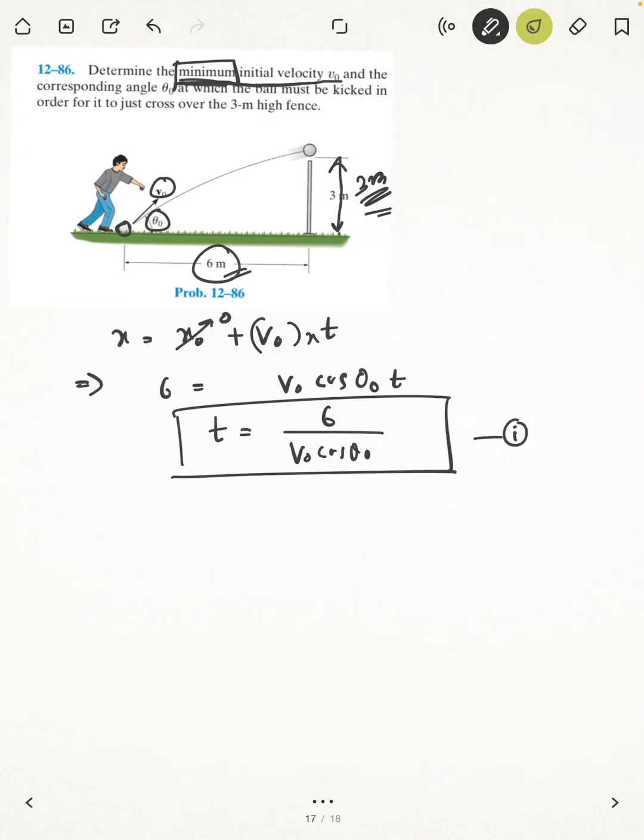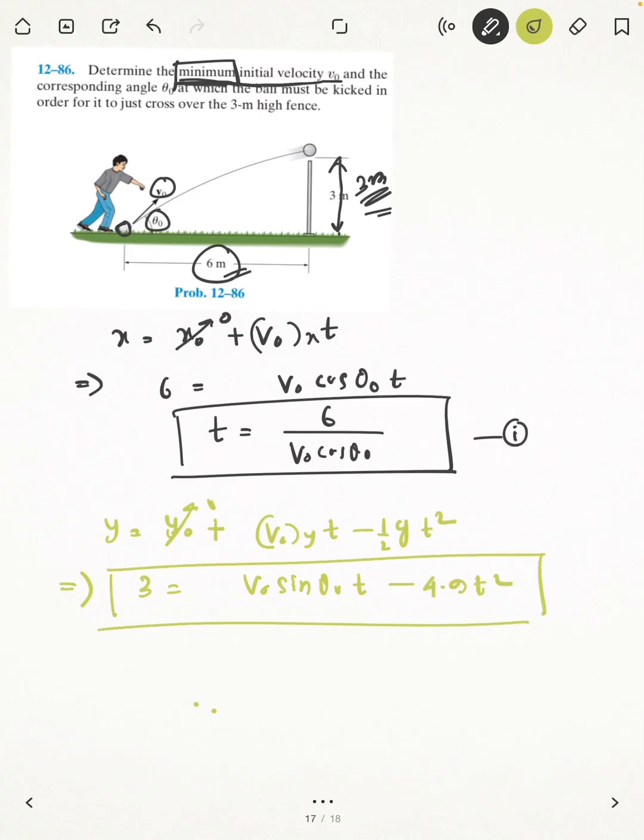So if I solve for 3, y is equal to y naught plus v naught y t minus half g t squared. So what is the value of y? The y value is 3, y naught value is 0, v naught y is v naught sine theta naught, t, minus 4.9 t squared. That is your equation number 2.